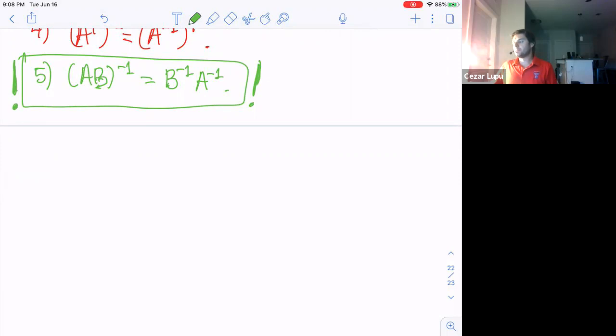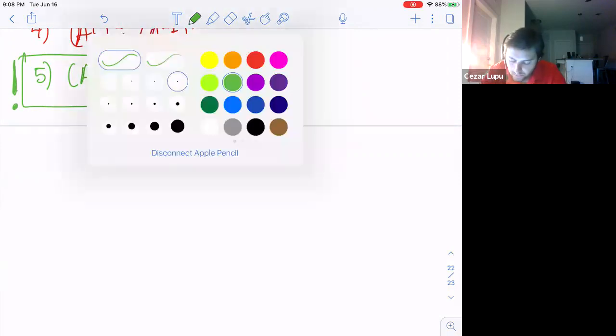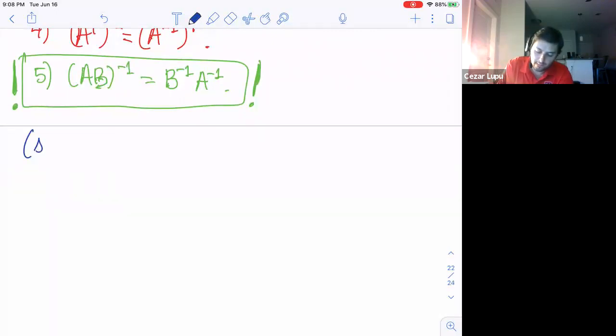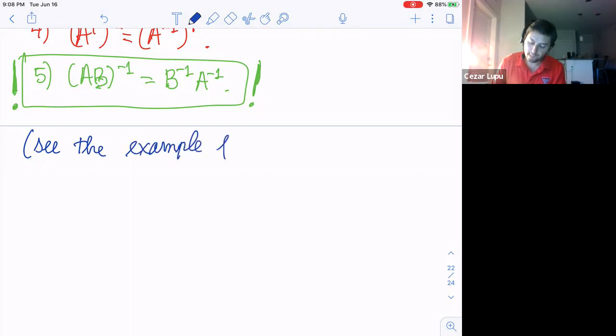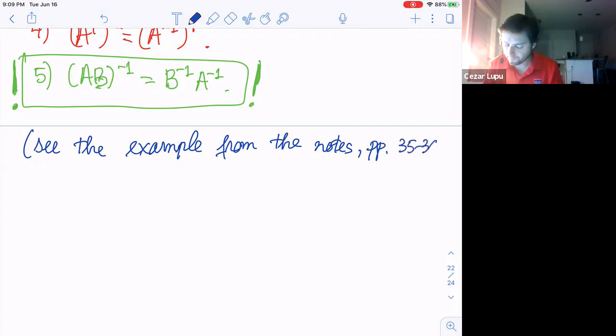Just like I said, there is an example. I would like you to look for the example. So see, there is an example of finding. So see the example from the notes, pages 35, 36. Anyway.